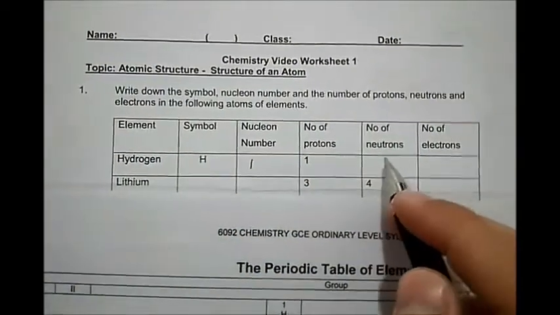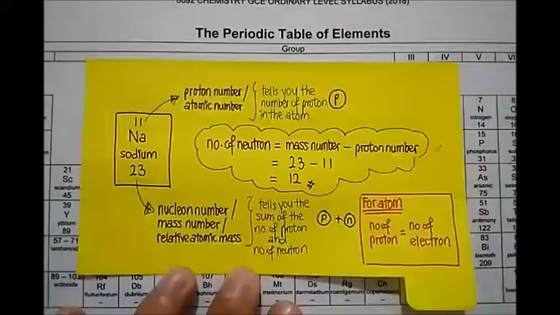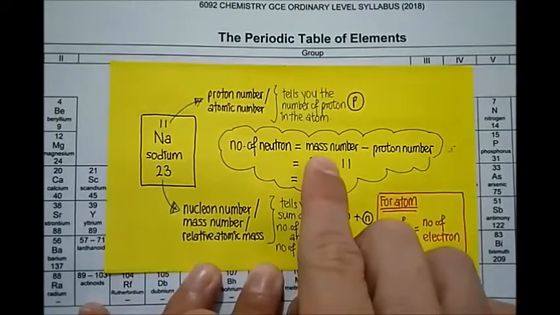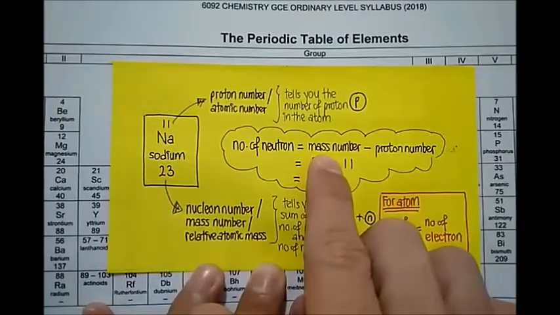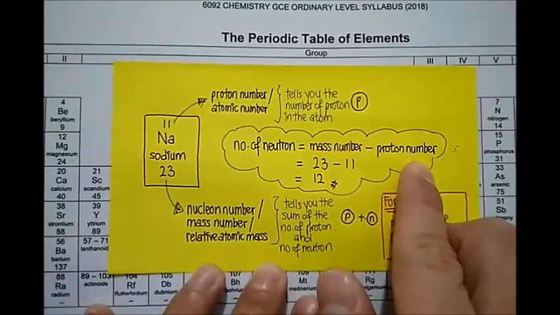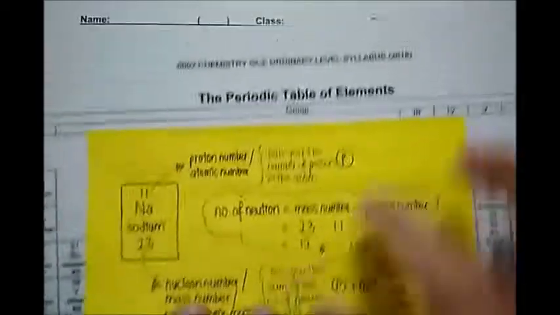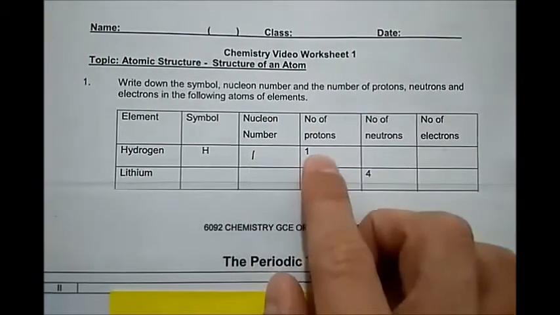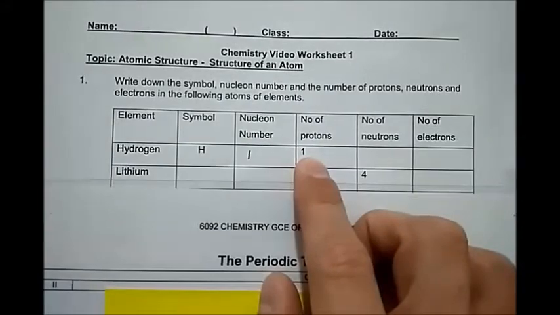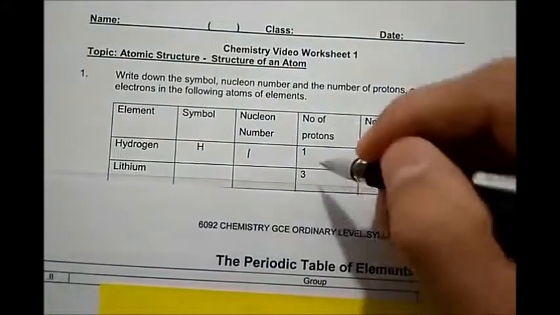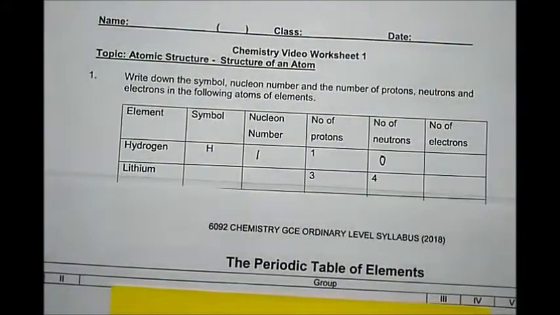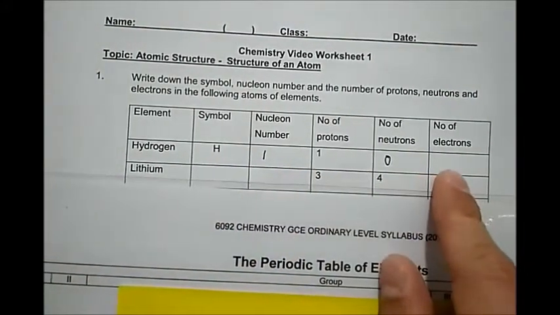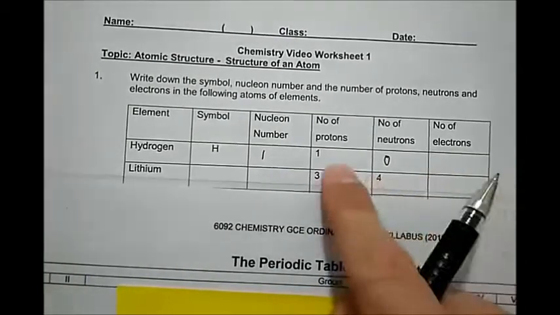To find the number of neutrons, recall the video where we mentioned the number of neutrons is equal to the nucleon number, or the mass number, minus the proton number. So we will apply that formula to this example. 1, which is the mass number, minus 1, the number of proton. You will get 0 for the number of neutrons of hydrogen. Since this is an atom, the number of protons will be equal to the number of electrons. So it will be 1.